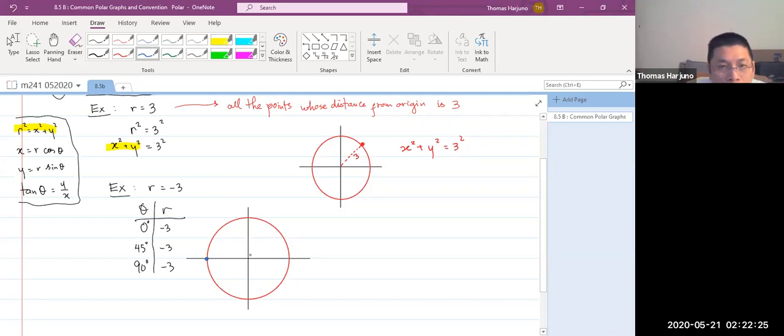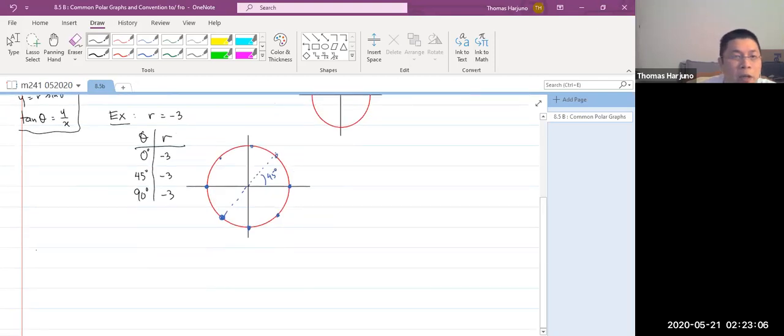When theta equals 45 degrees, this is the direction, but I shoot backward 3 units. So for 45 degrees here, I shoot backward 3 units, and so on. Eventually, when theta equals 0, I get this point, 45 degrees this point, 90 degrees this point, 135 degrees this point, 180 degrees this point. So I will still get the same circle. That's one: r equals constant.